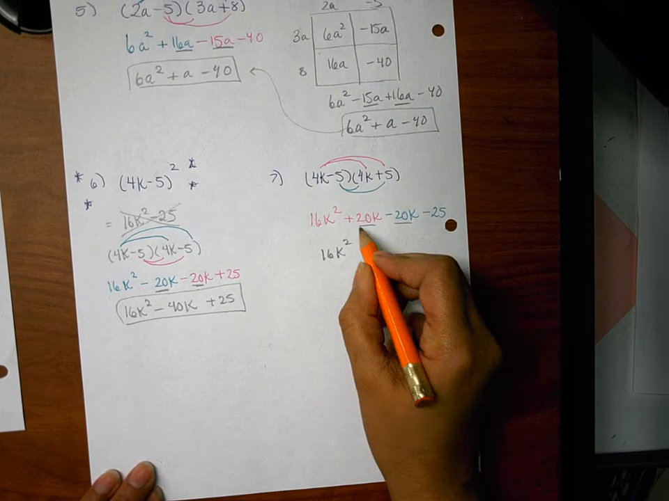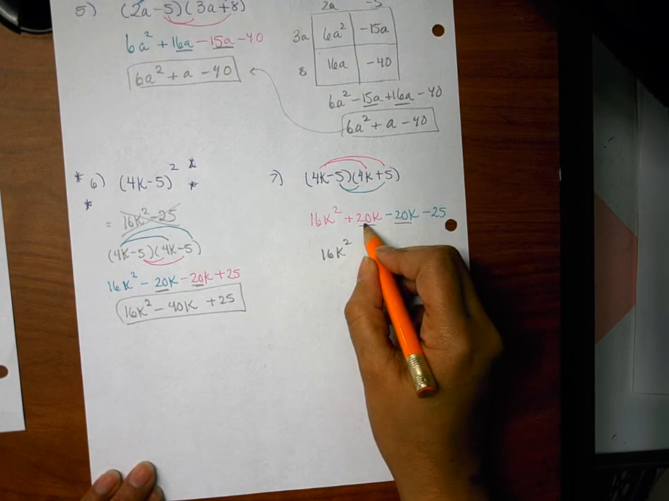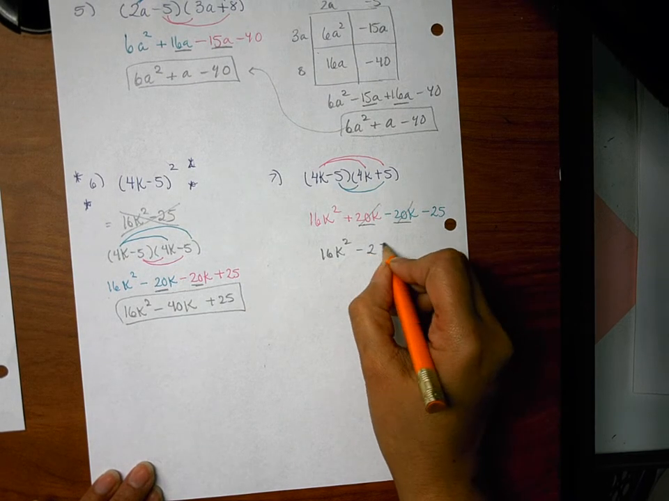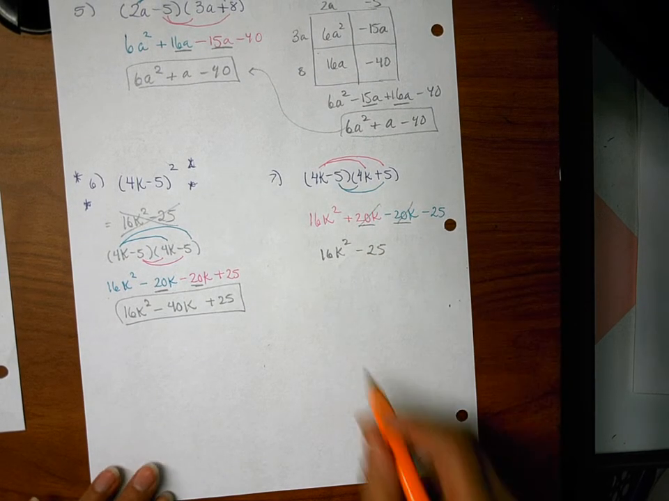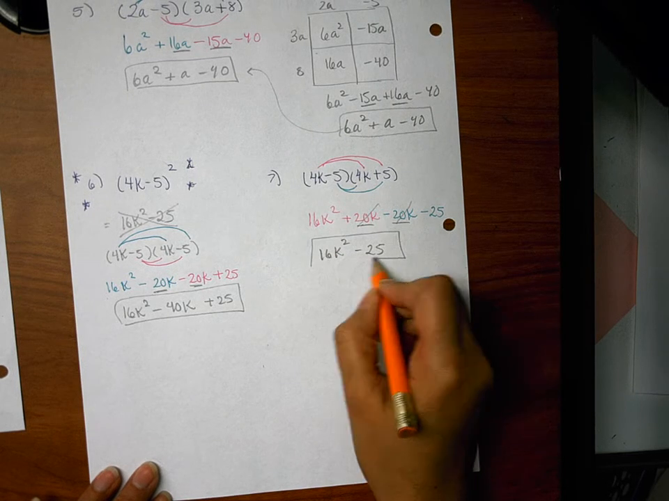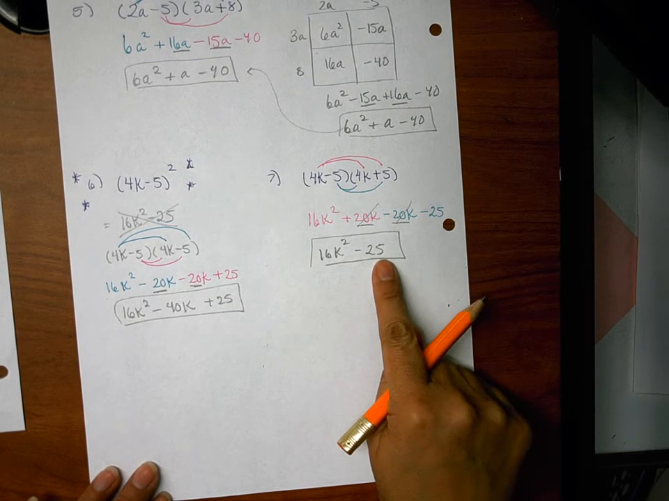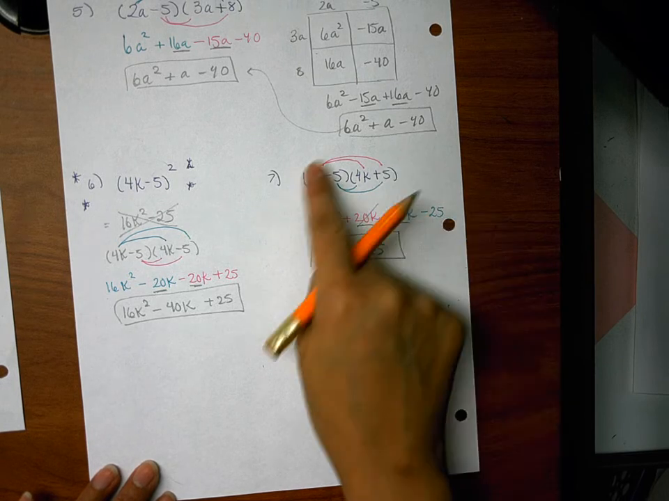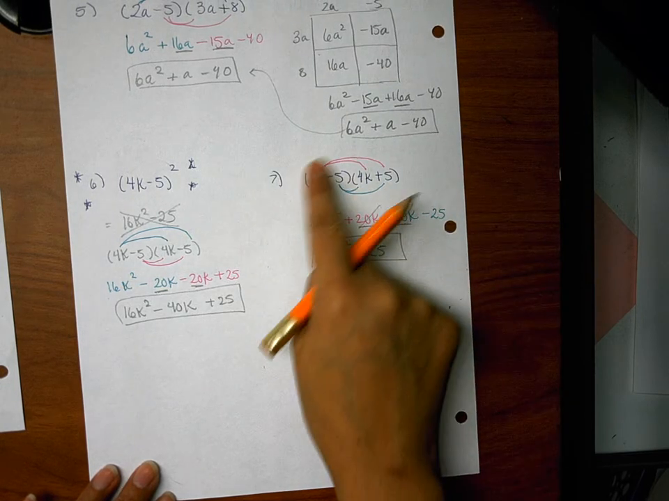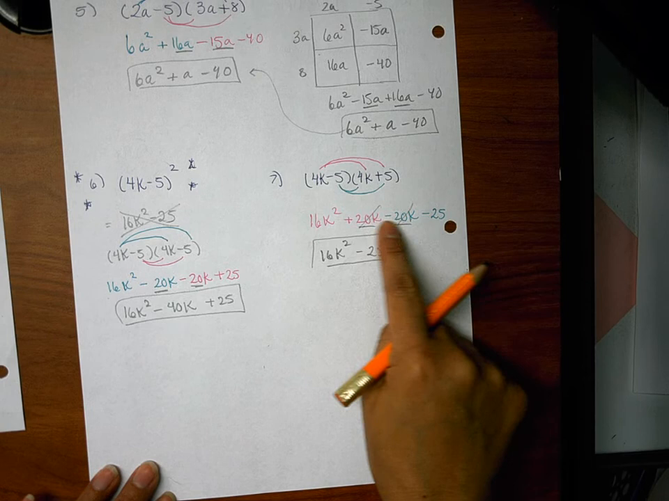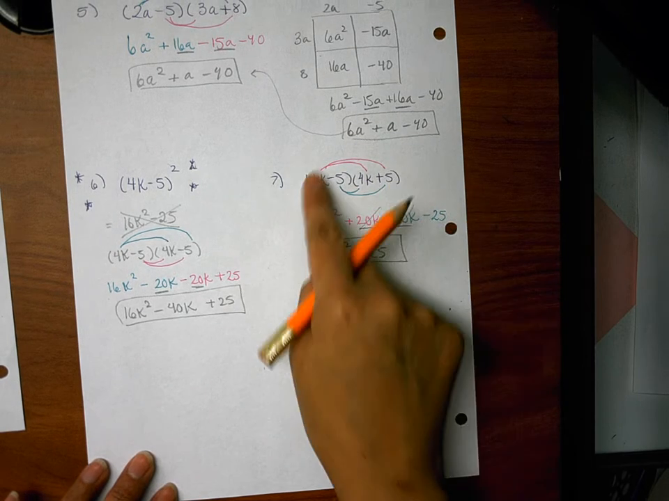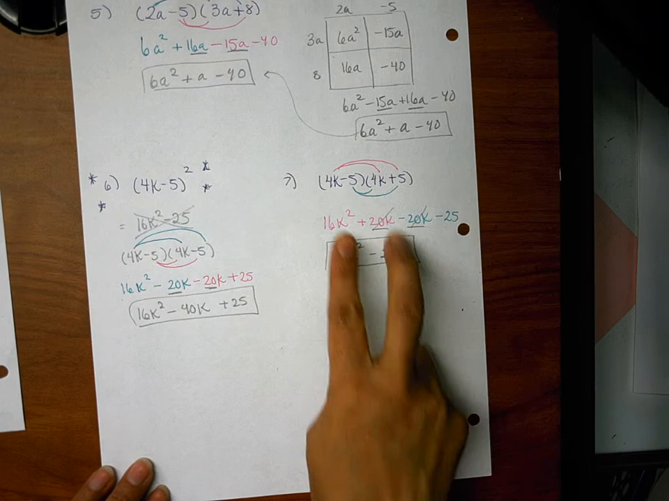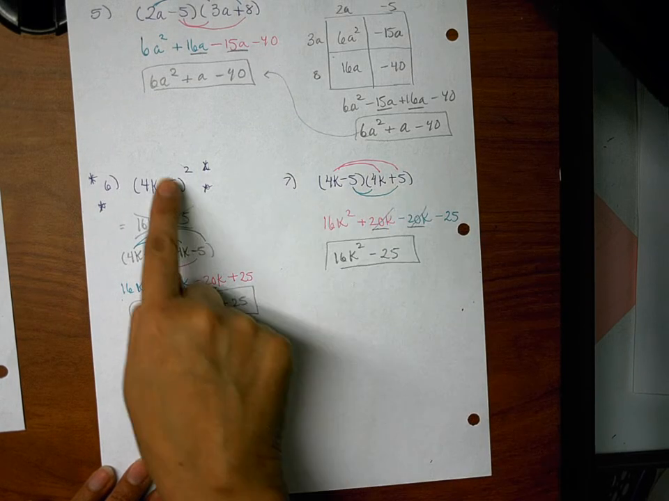Combine our like terms in the middle. 16k squared. This time these two are opposites. Positive 20k, negative 20k, they do undo each other, leaving behind 16k squared minus 25. So all the other ones have been trinomials, and this answer is a binomial because the middle terms canceled out. Think about what has to happen in the original problem in order for the middle terms to cancel out, because there is something special going on here that allows this to happen. We'll talk about it in class.